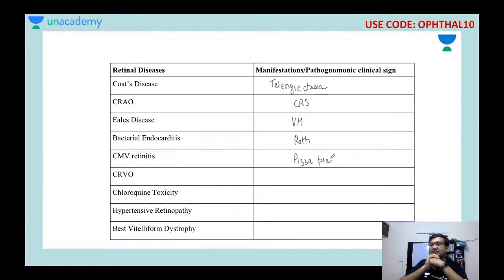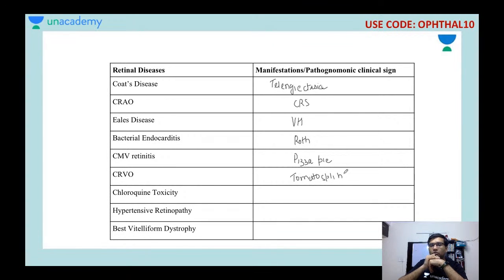Then we have CRVO. In CRVO, we have hemorrhages all around the retina. We call it tomato splash appearance. Not tomato ketchup, it is called tomato splash appearance.